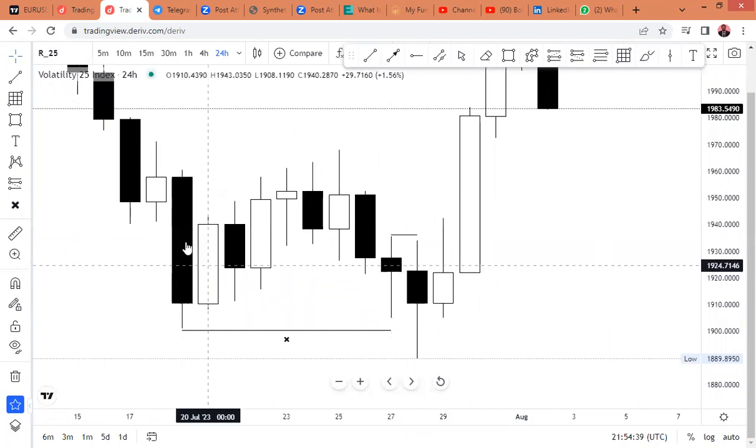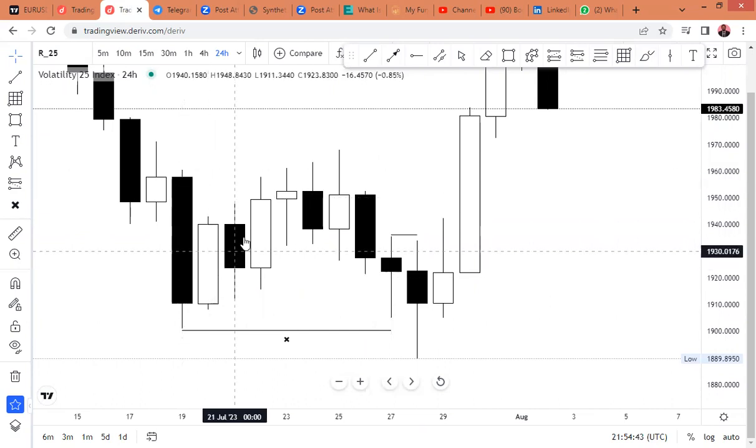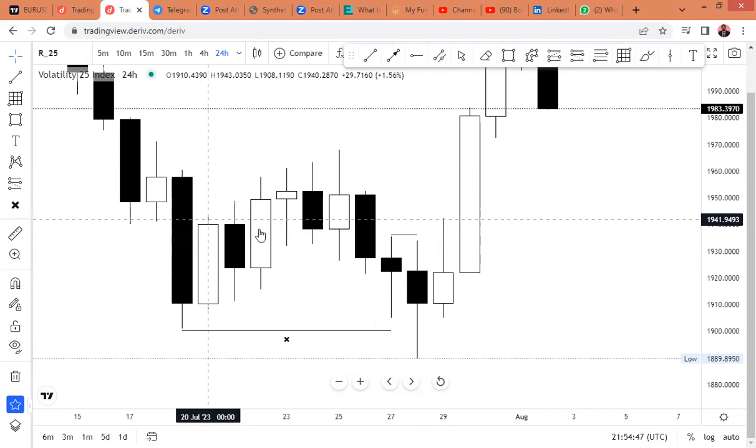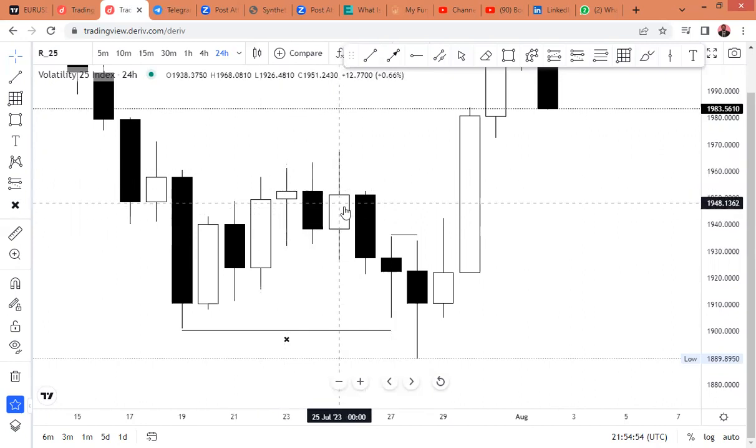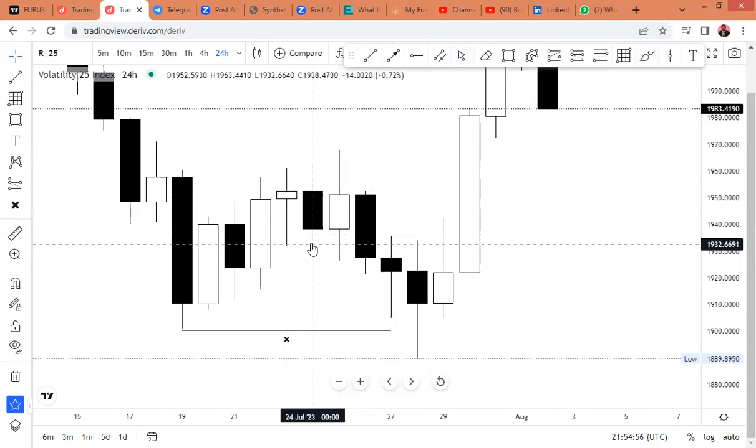Check this candle. This low was not captured. This candle came up but couldn't capture the high. What did price do? The next day captured the high. This one captured the high. This one captured the high. This one captured the high. When this one came, it captured the high and captured the low.